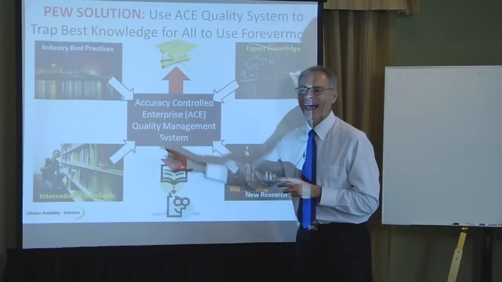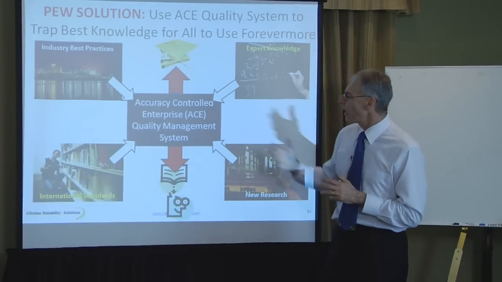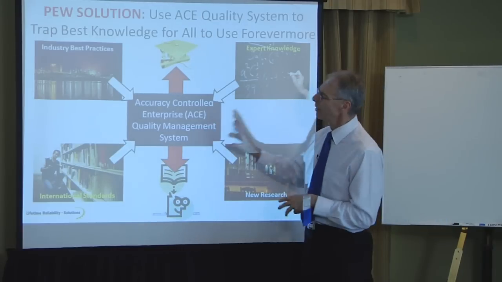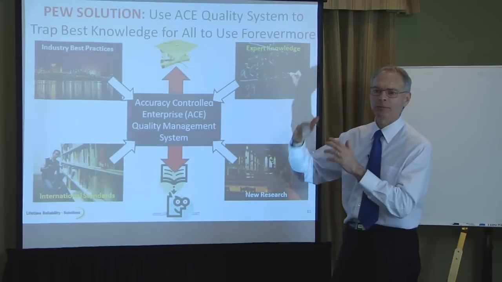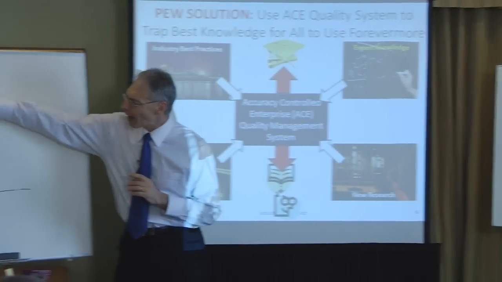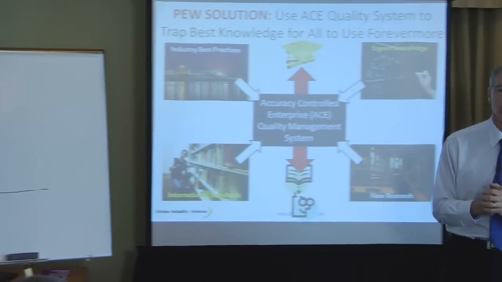And I want to make this the business system that we work with all the time. So yeah, that's what the Accuracy Controlled Enterprise is all about. Creating a quality management system that takes all these inputs and keeps us moving forward, getting better, ensuring our output is always within the boundary of the quality that we know gives us the results that we're after.